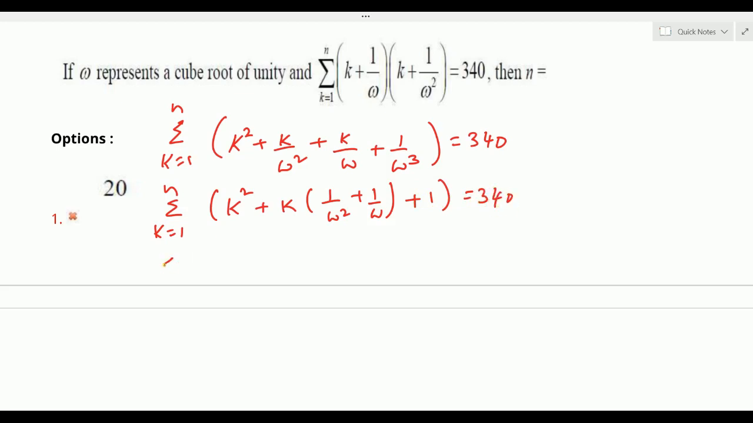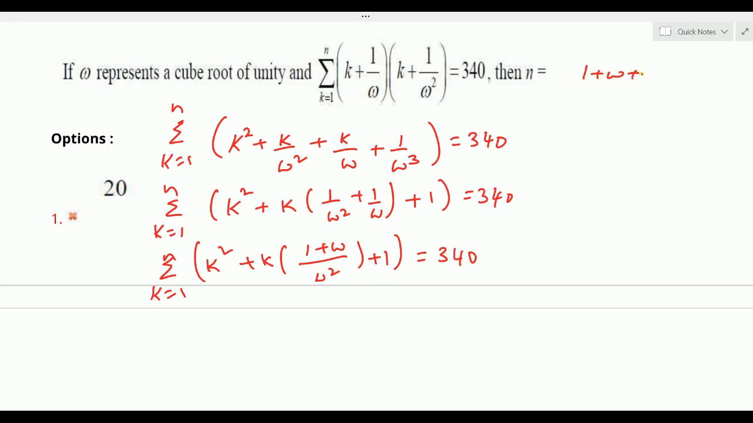Next step, sigma k varies from 1 to n, k square, okay, plus k into, okay, right here omega square plus omega, LCM is omega square. So what is the numerator comes here? 1 plus omega. 1 plus omega is what? Minus omega square. Here also you have to recollect the result. 1 plus omega plus omega square result is 0, as well as omega cube is 1.